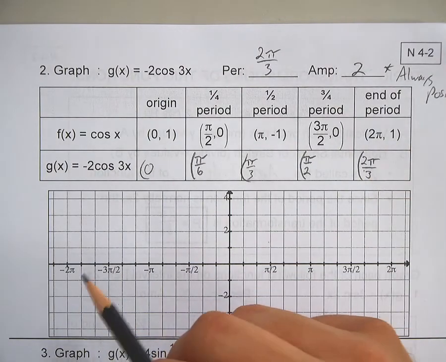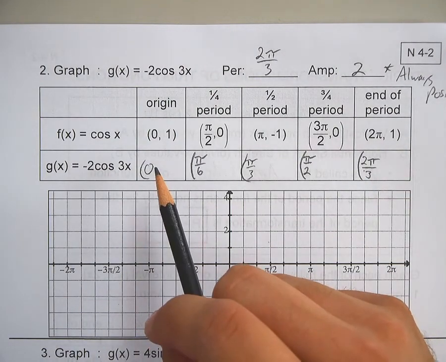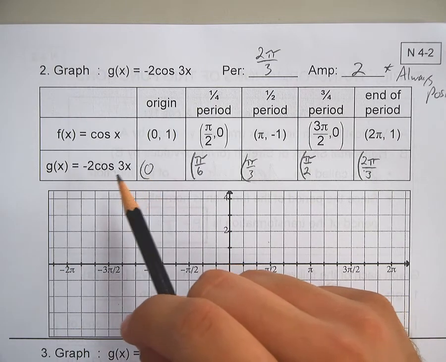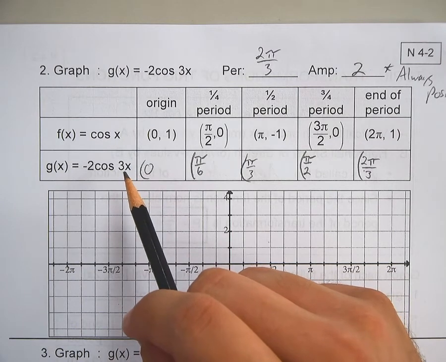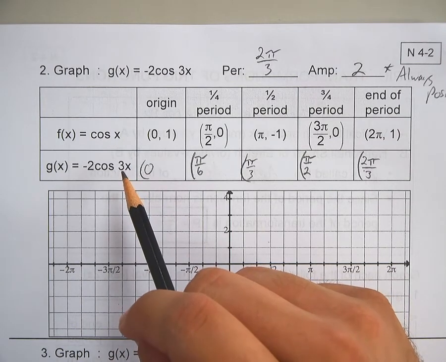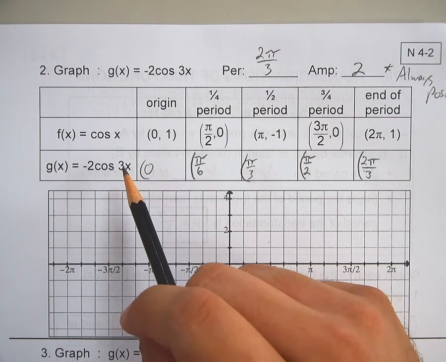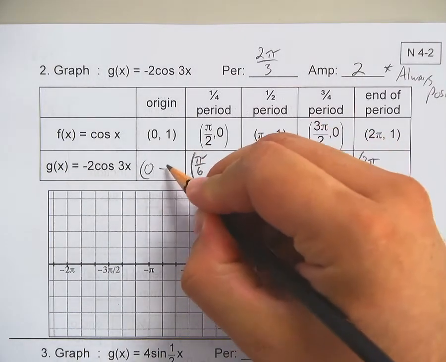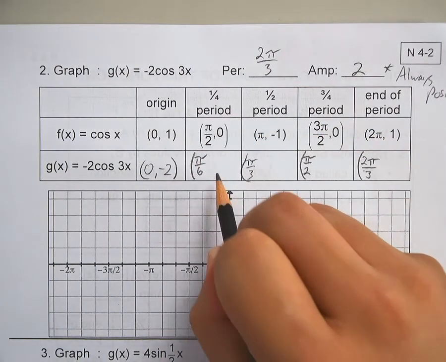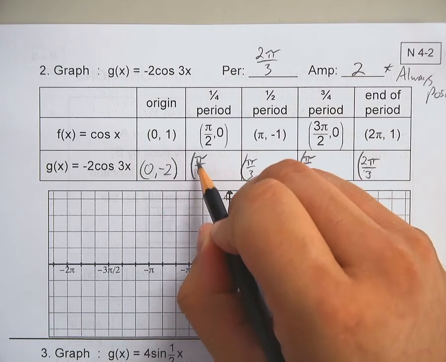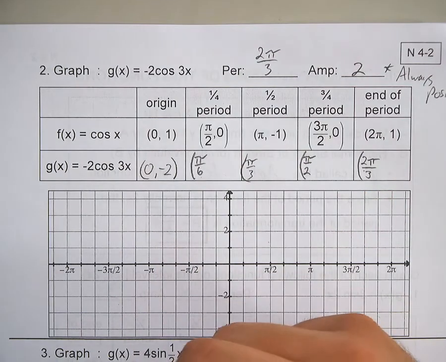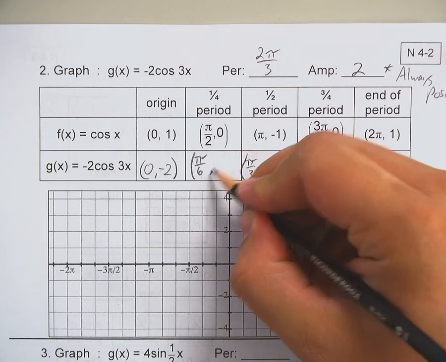Let's go through and find out what these values are going to be. First, the cosine of 0, or the cosine of 3 times 0. So 3 times 0 is 0. The cosine of 0, this is where you got to be careful. Cosine of 0 from your unit circle is 1. So negative 2 times 1 is negative 2. Pi over 6 times 3 will be pi over 2. It'll be 3 over 6, which is pi over 2. The cosine of pi over 2 is 0 times negative 2 is 0.